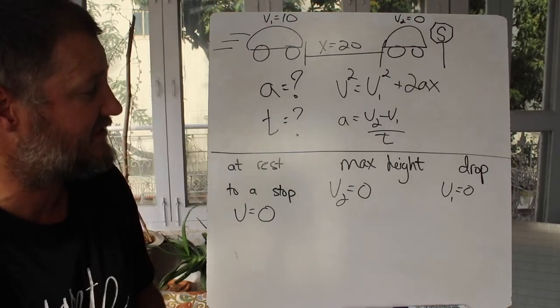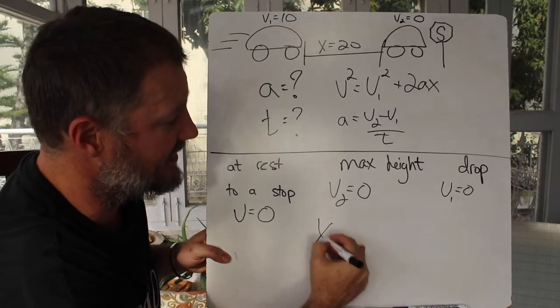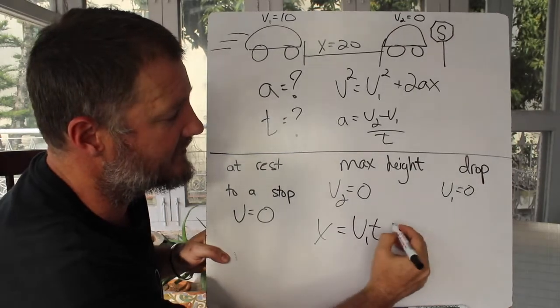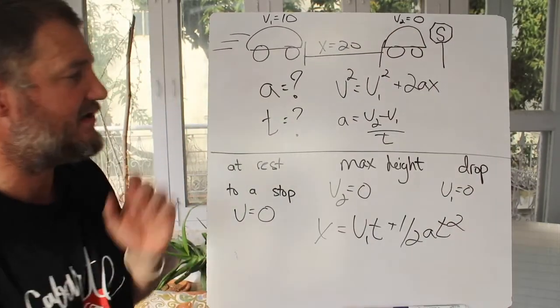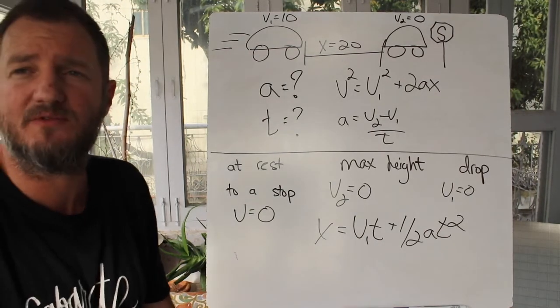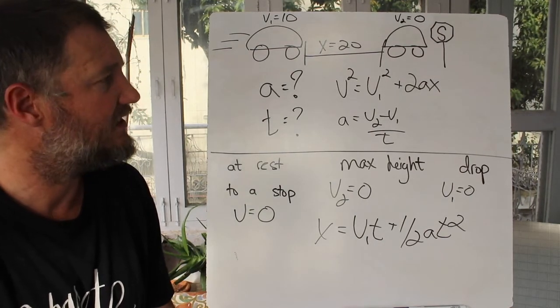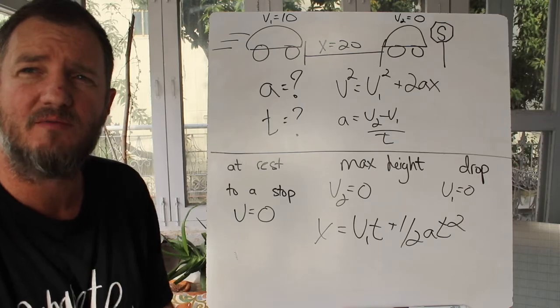VATX, VATX. I look at the list and I go right to this, that x is equal to v1t plus 1/2 at squared. It's a pretty good example of problem solving with the kinematics equations. Now let's look at some past problems.